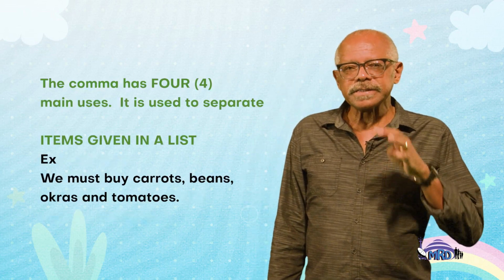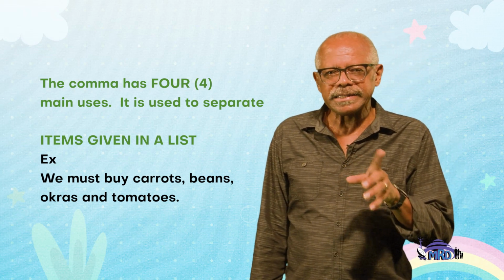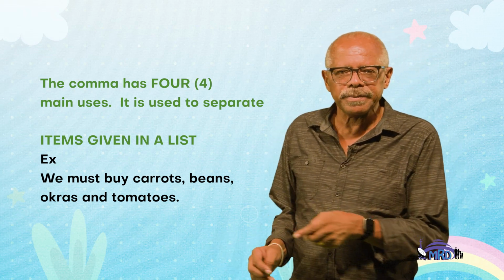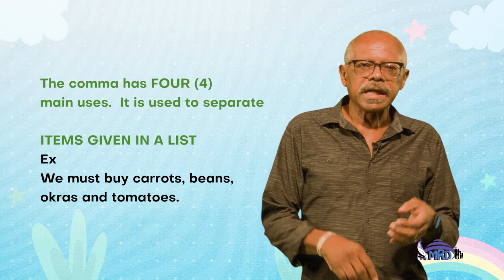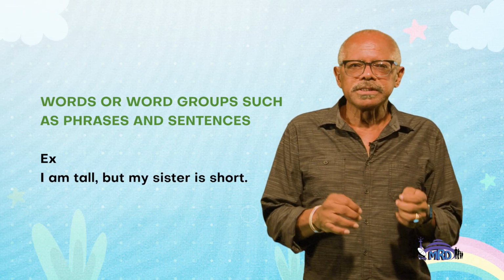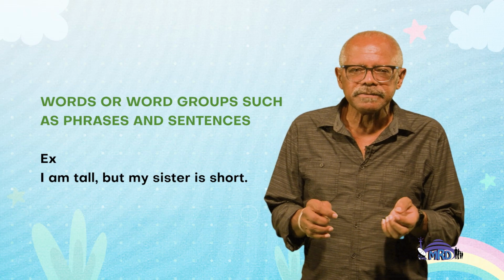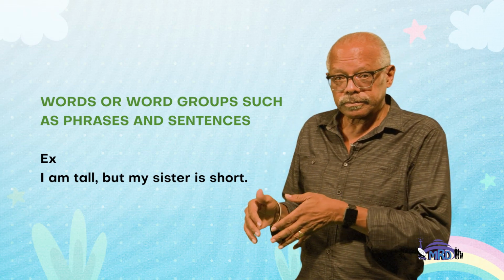The comma has four main uses. It is used to separate items given in a list. Example, we must buy carrots, comma, beans, comma, okras, and tomatoes. It's also used to separate words or word groups, such as phrases and sentences. Example, I am tall, comma, but my sister is short.